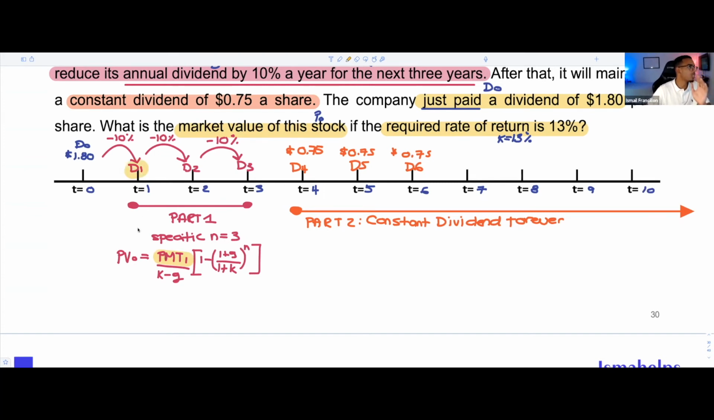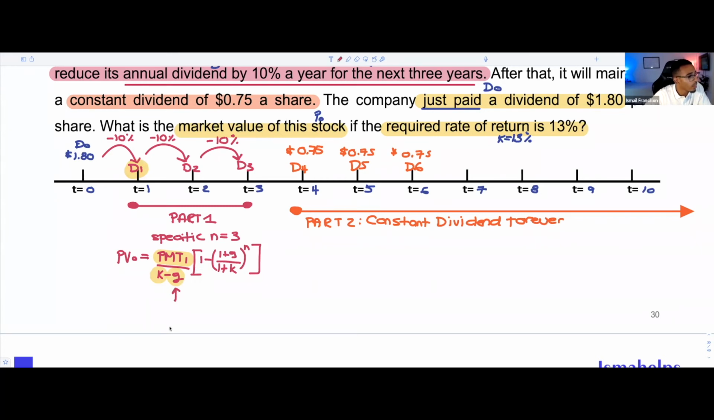Thank you so much, Shane. Yes, that's payment 1. Payment 1 is at D1, not at D0, Waleed. D0 is here; we need payment 1. On the exam, that's why it's important to write it down one by one. Our K is going to be 0.13. Can somebody tell me what's our G? What are we going to plug in here?